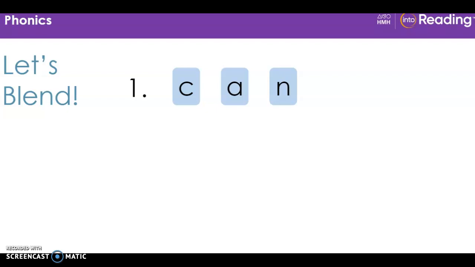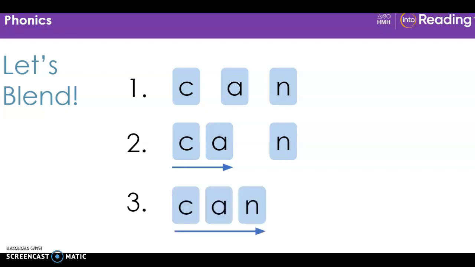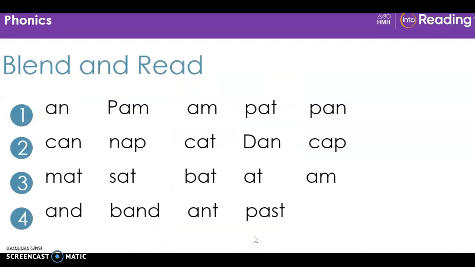Look at line 1. The letter C can stand for the K sound. Let's slide over to the next letter in line 2. What sound does the vowel A stand for here? Ah. How do you know? Because the word only has one vowel and it's followed by a consonant. Let's blend the two sounds. K, a, ka. Now let's blend all the letters together in line 3. Ka, can. Read it with me. Can. Good job.